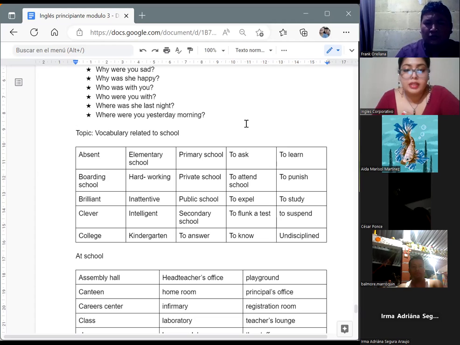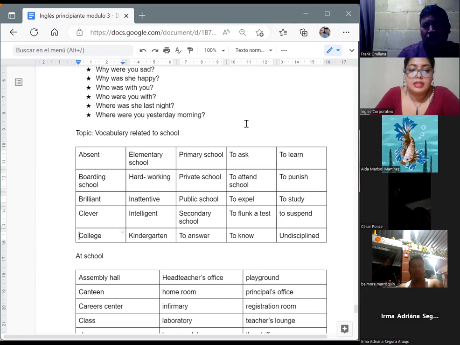To expel es expulsar. To flunk a test es fallar, ¿verdad? O suspender un examen. To know es conocer o saber. To learn, aprender. To punish es castigar. To study, estudiar. To suspend, suspender. And undisciplined es indisciplinar, una persona que no tiene disciplina.